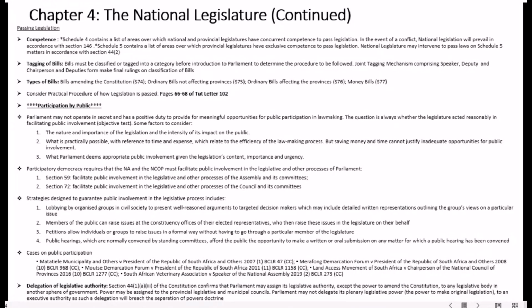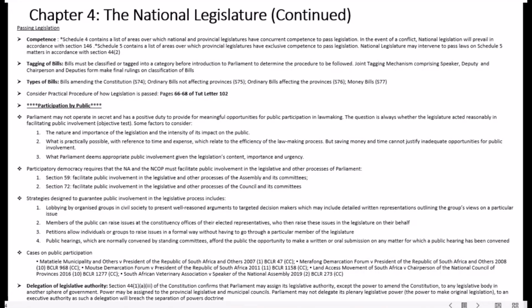And then we've got the tagging of bills. Bills must be classified or tagged into a category before introduction to Parliament to determine the procedure to be followed. And for that purpose, we've got a joint tagging mechanism, which is a group of people in Parliament comprising the Speaker, the Deputy, and Chairperson, and deputies, and they make final rulings, colleagues, on the classification of bills. So what type of bill is it? The joint tagging mechanism would actually determine what type of bill this is and therefore what procedure it should follow in order to be passed.